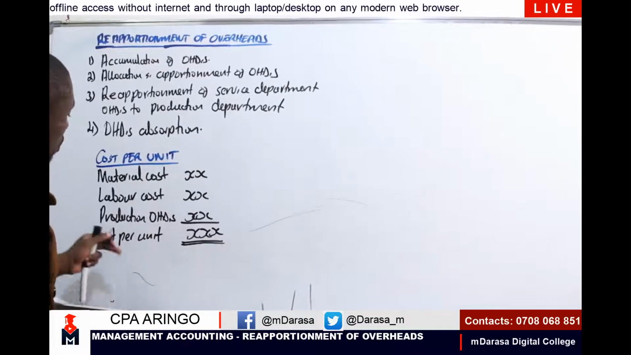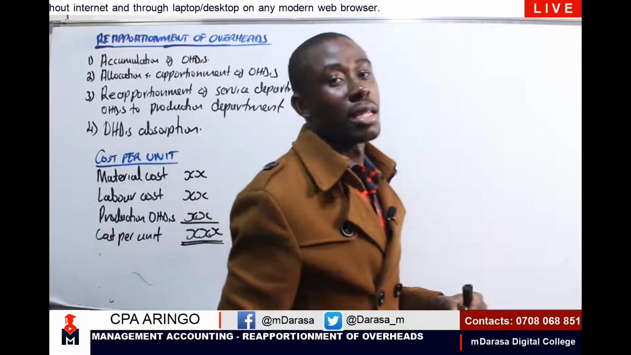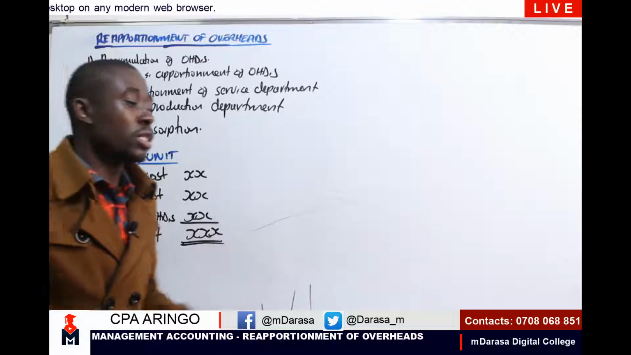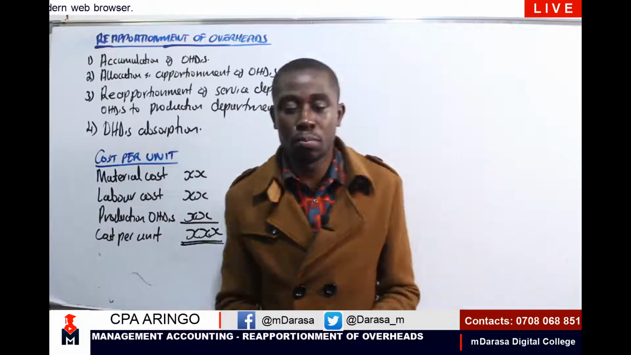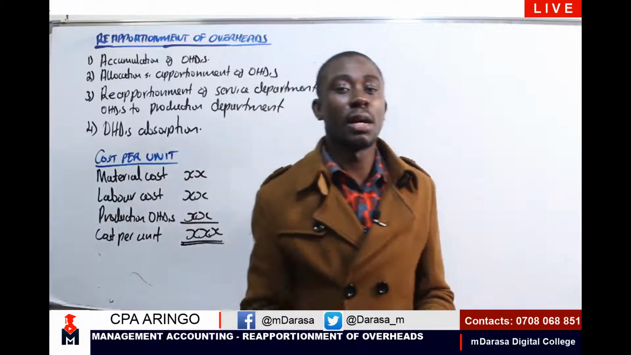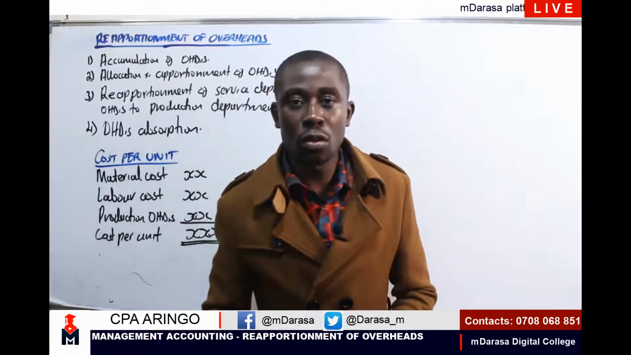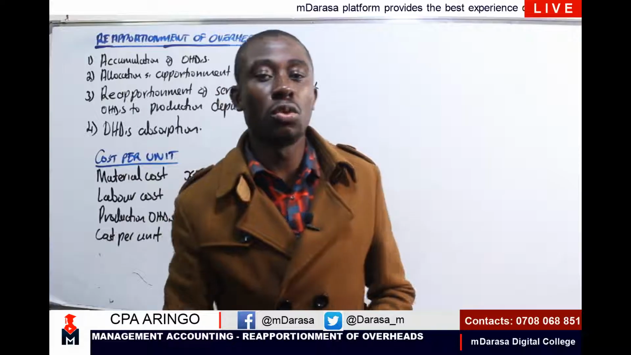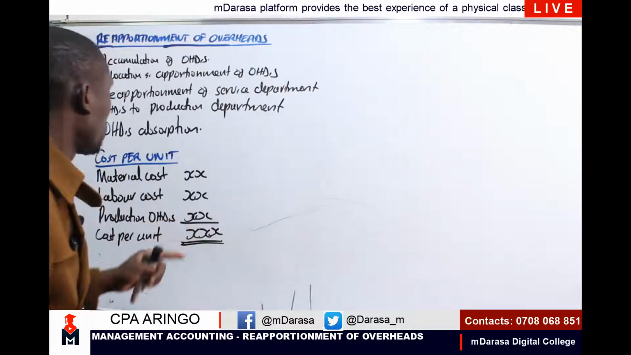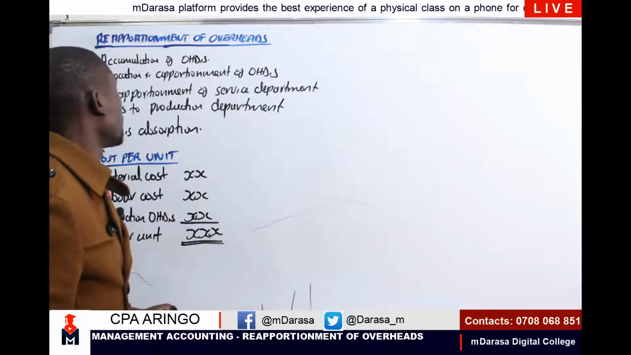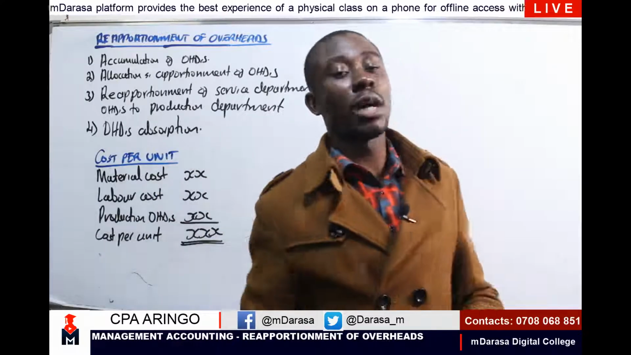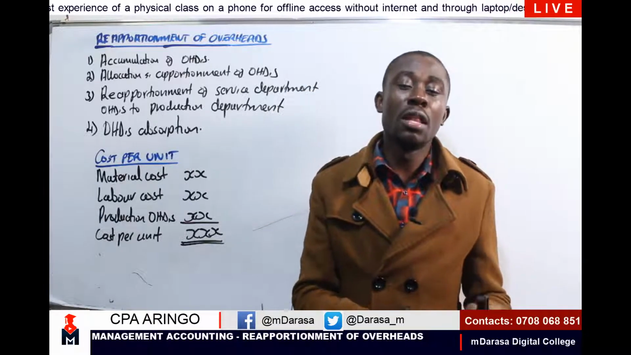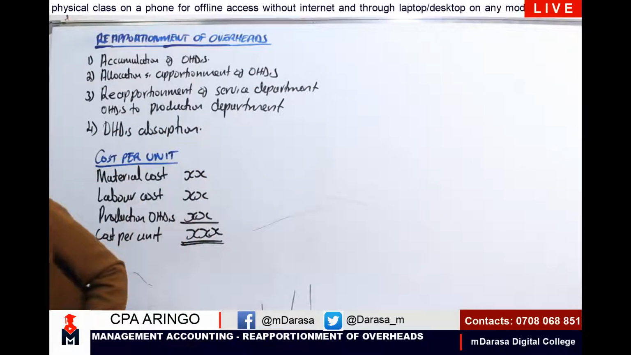In our production, you will find that we have some departments which support this production. They are not directly relating to production, but they do support production. These departments are what we term service department overheads. While accounting for these overheads, because our main aim is to absorb these overheads to our units, we will be required to eliminate these service departments. And these costs, we should reapportion them to production departments.